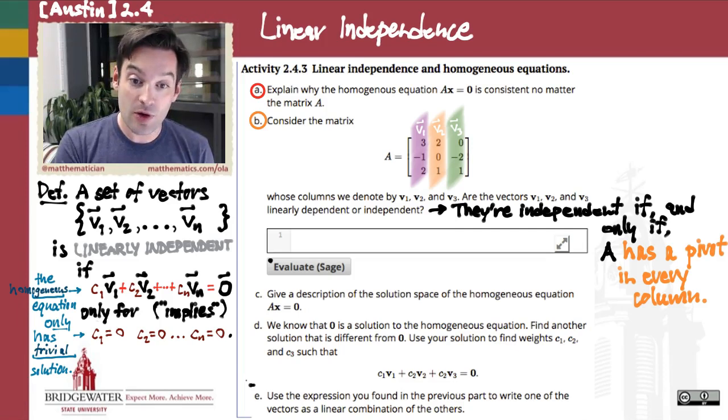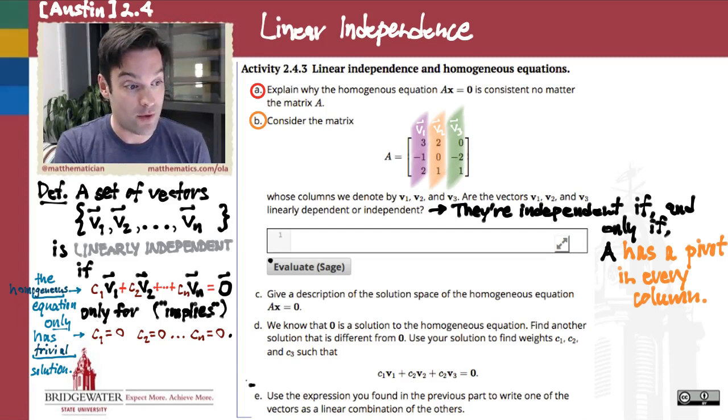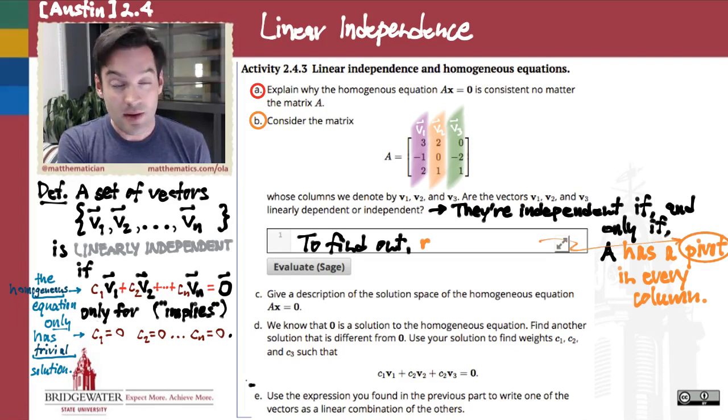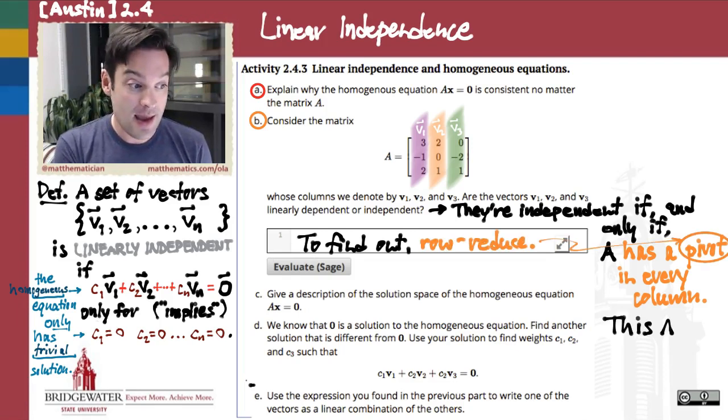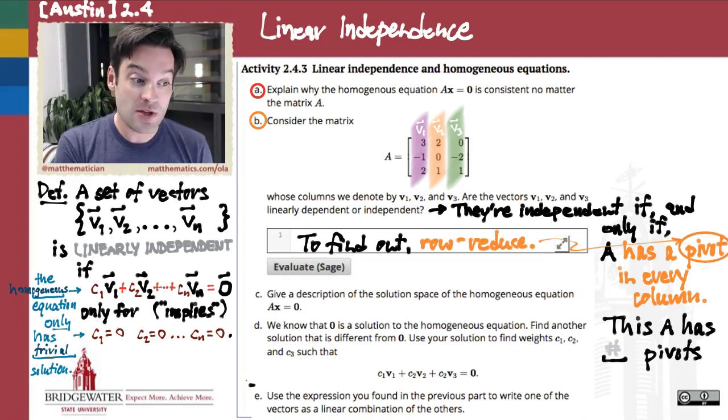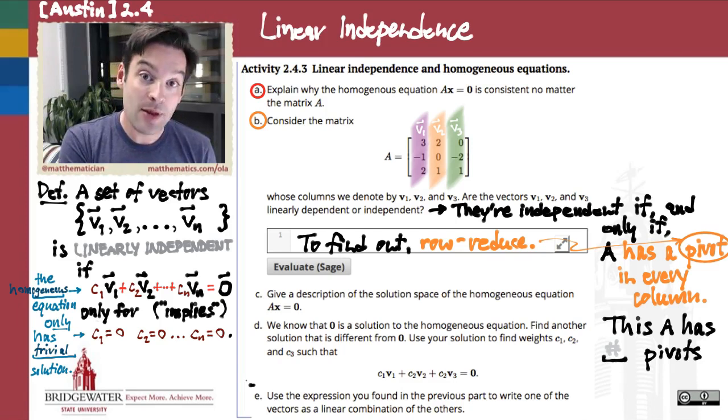Remember, pivots were, in the beginning of our course, kind of the markers of independence. And columns or rows which don't have pivots correspond to columns or rows that are not really adding much to our system of equations, is the way we were thinking about it before. So we can know then if the columns are independent by figuring out whether every column of A has a pivot. So to find out, we just have to row reduce the matrix. So when you do the row reduction on this matrix A, go ahead and do that now. How many pivots do you see?